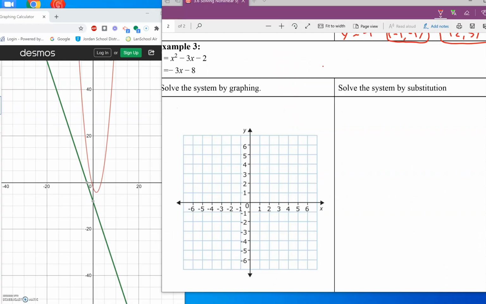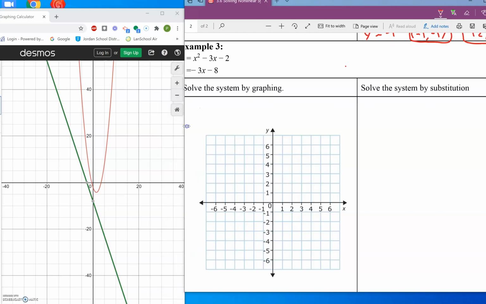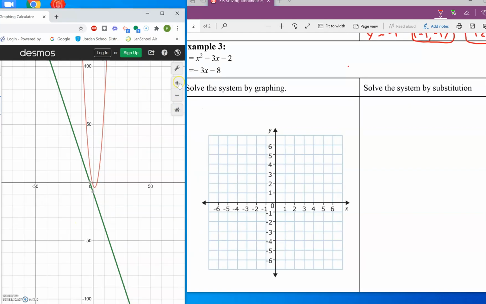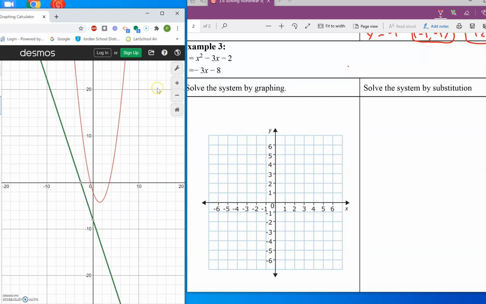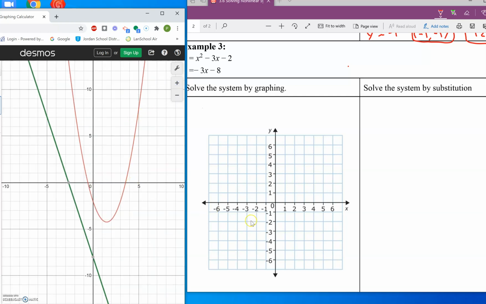Okay, I've got my Desmos set up right here so I can hopefully do some good with this. I'm going to zoom out just a little bit. Zoom back in just a little bit. So we're going to graph the two. The quadratic has its y-intercept at -2, has its vertex right there at 1.5, -4.25. And it's also going to go through right here at 3, -2.